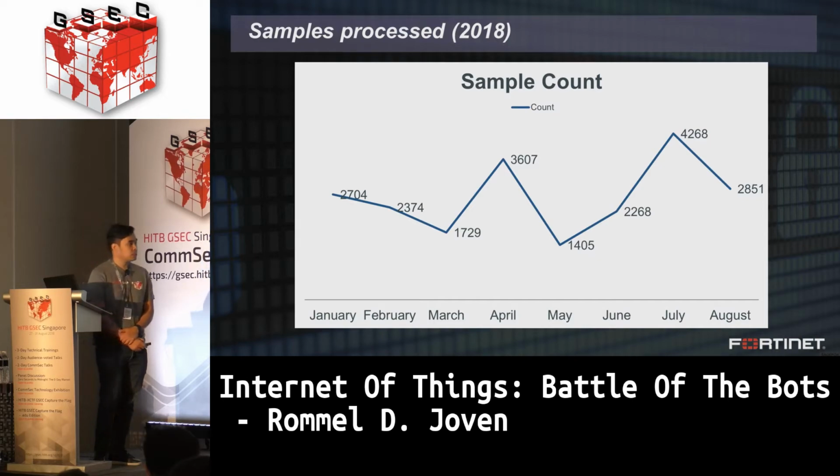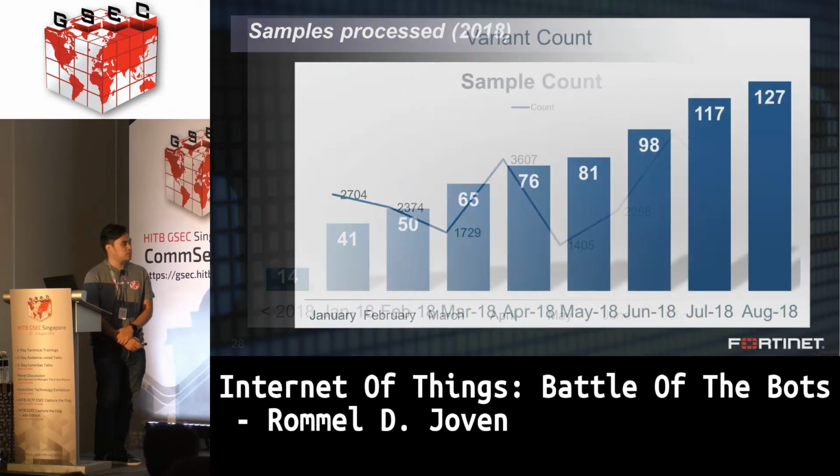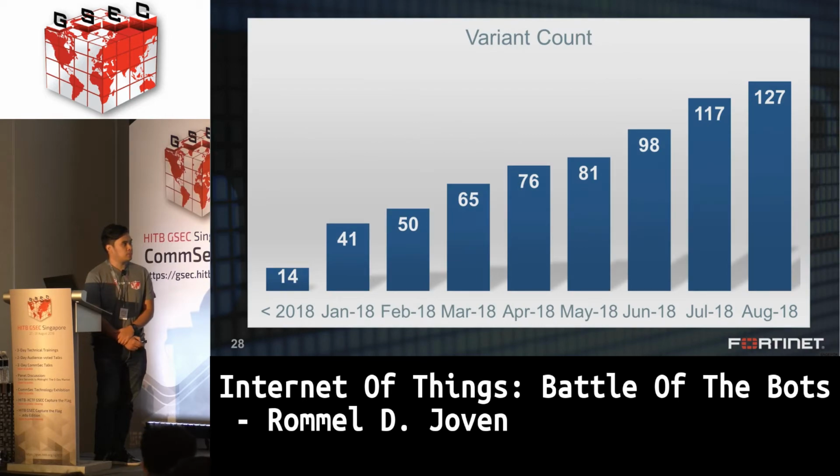Another example here is July. This was the peak, so we had a lot of samples here. As we can see, from 98 in June, it jumped to 117. So there were 19 new variants in July. So just last month.